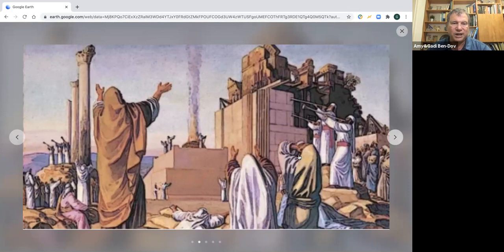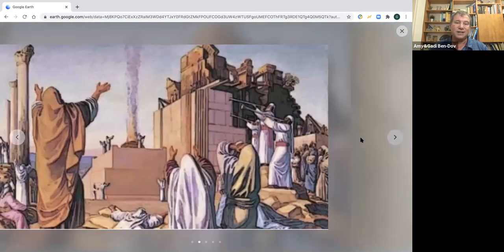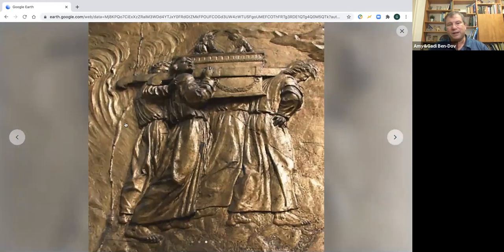This is Ezra and Nehemiah rebuilding the temple. You can see a lot of it destroyed. What they were able to do was on a low budget. And Ezra does something very interesting.